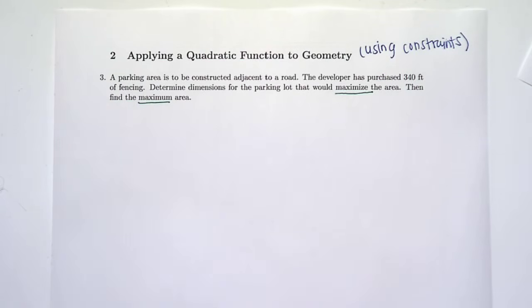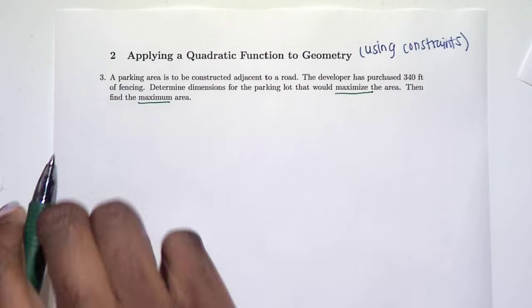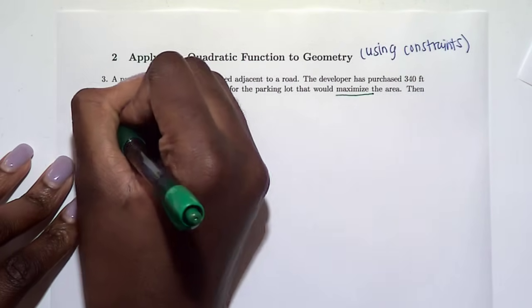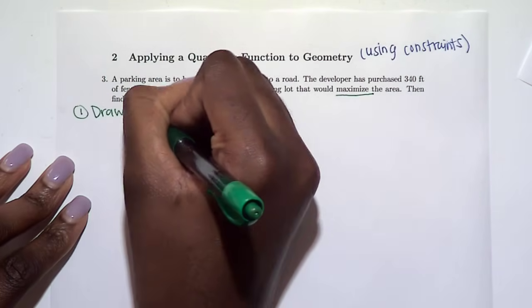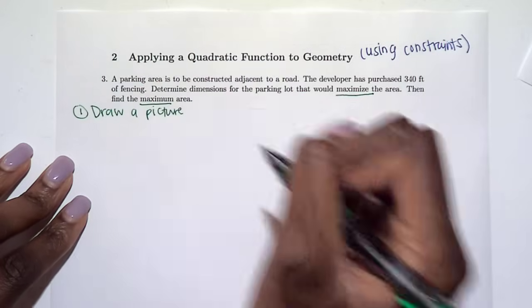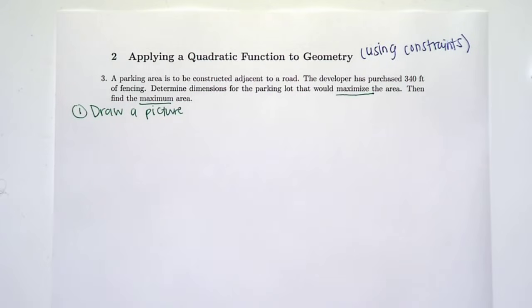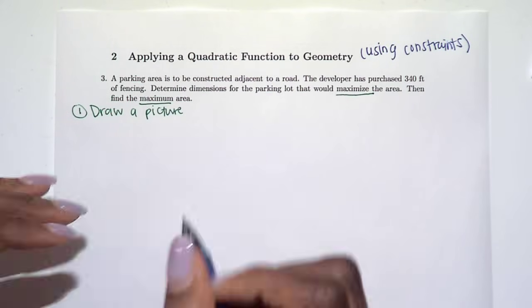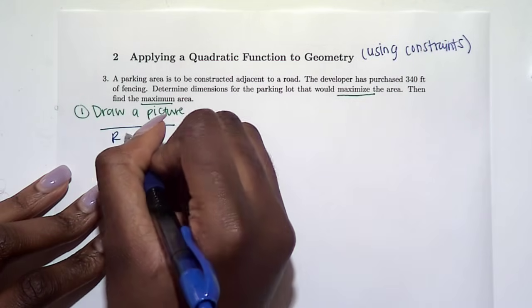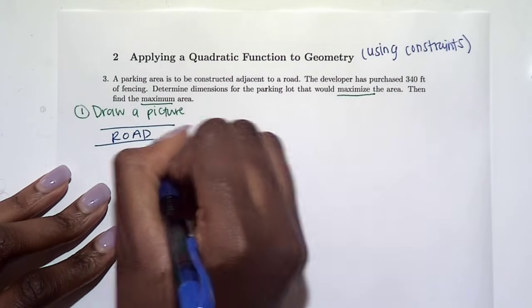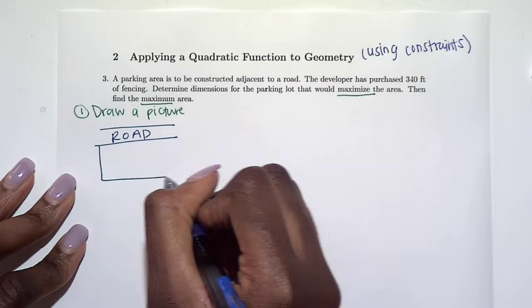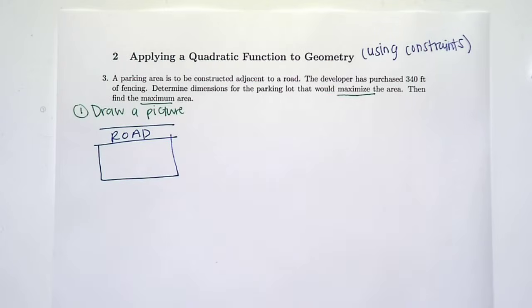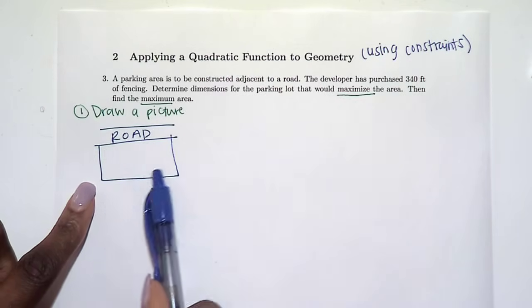But first things first, we're going to draw a picture. That's always the first step. Okay. All right, so we're drawing a parking lot, but it's beside a road. So this is our road, and then next to it we have our parking lot. Okay, and so we want to maximize the area, so this space.